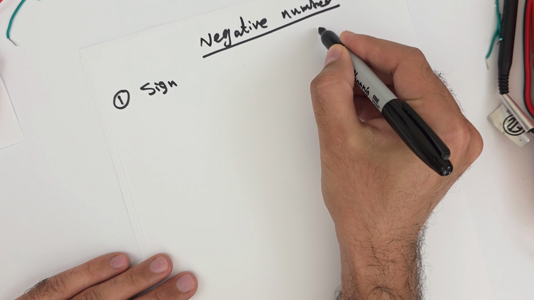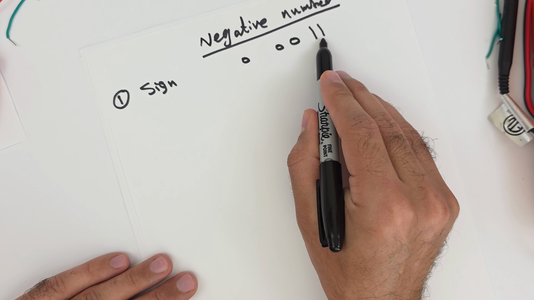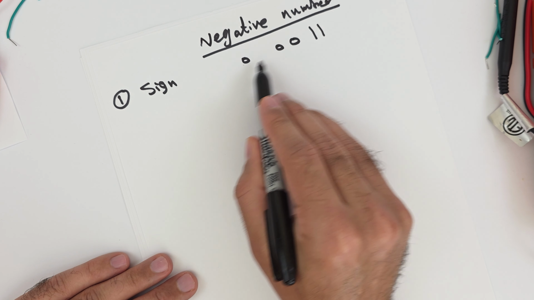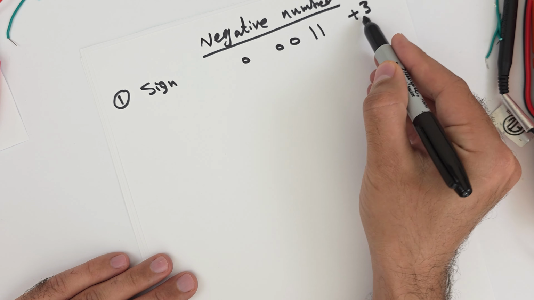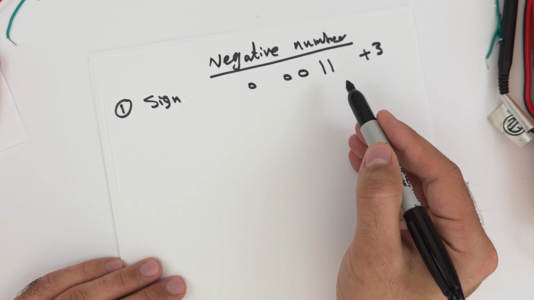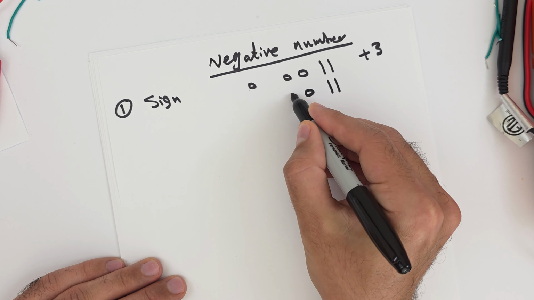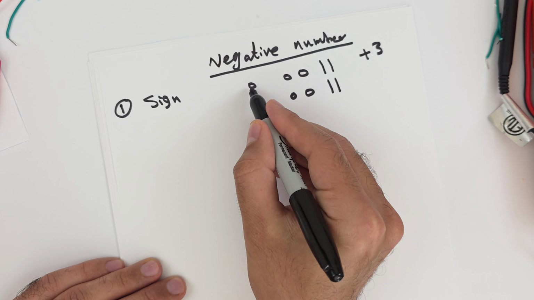Let's say, for example, this is 00011. So this is positive 3, right? You know how to convert from binary to decimal. 1, 2, these are the weights, so 1 plus 2 is equal to 3. If you want to represent negative 3 using the first method, all you need to do is to write everything as it is, except the last bit on the left, you need to write this as 1. So this is negative 3. This is for the first one.